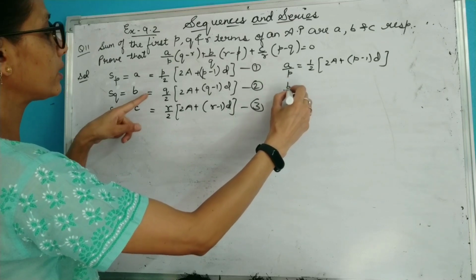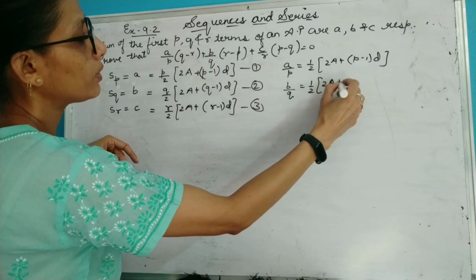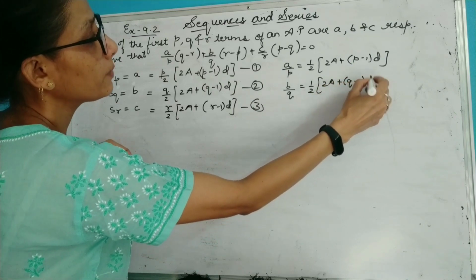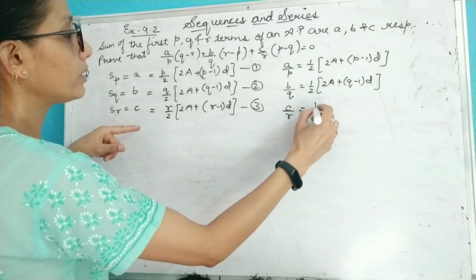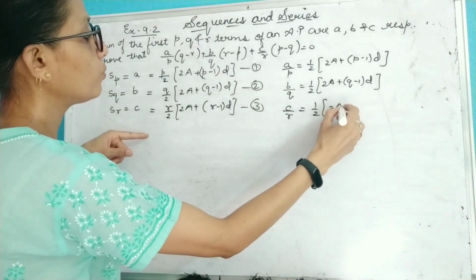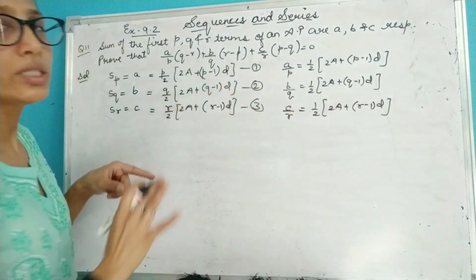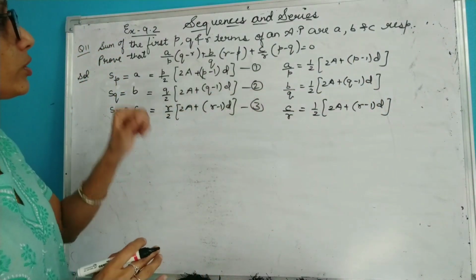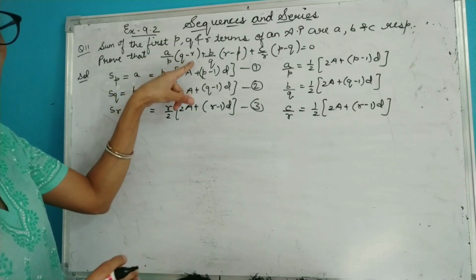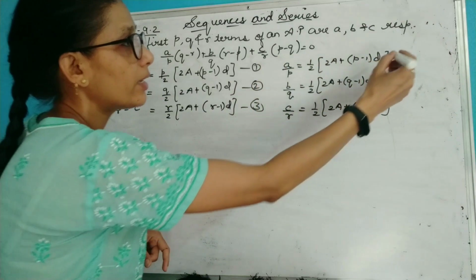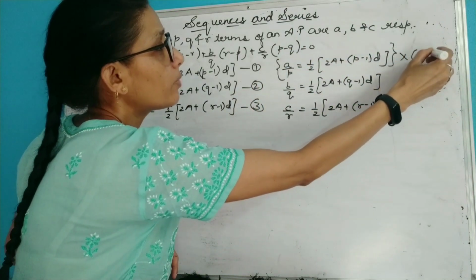Similarly, I am writing it as b by q equal to half 2a plus q minus 1 into d. And this is c by r equal to half 2a plus r minus 1 into d. Now I have got these three new equations. Now children, I can see here a by p is multiplied with q minus r. So I can multiply this complete equation with q minus r.